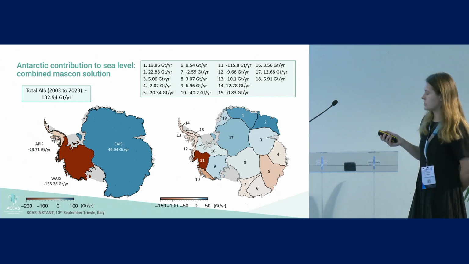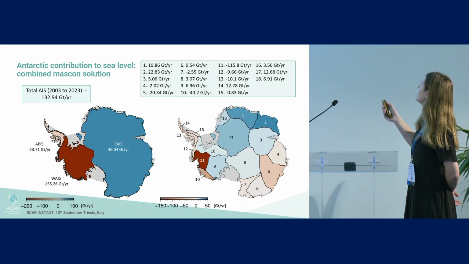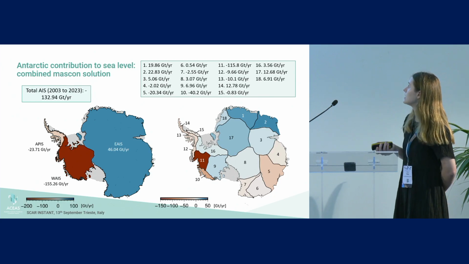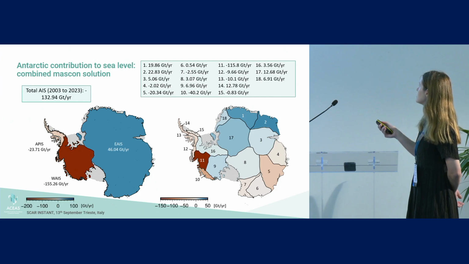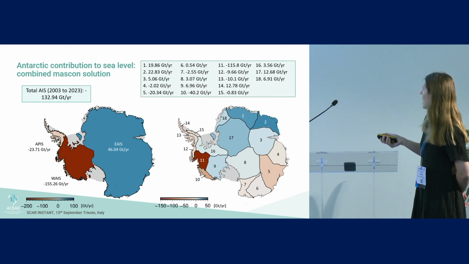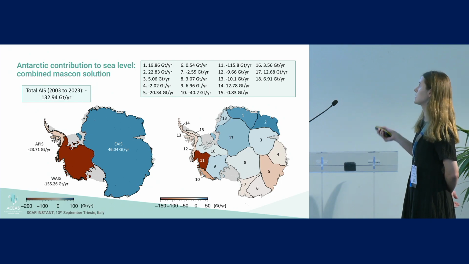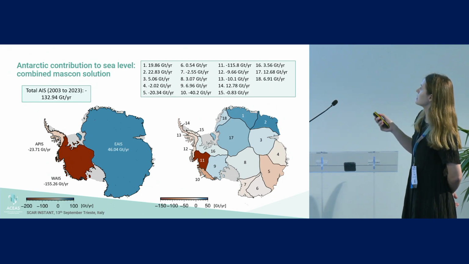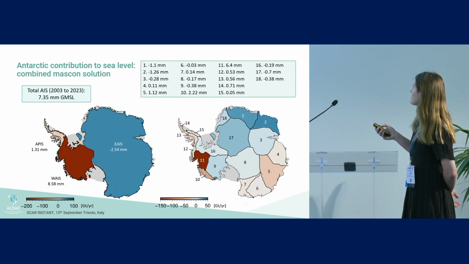So breaking that up into separate basins, you can see that the majority of the East Antarctic ice sheet is gaining mass, with the exception of some basins in Wilkes Land. And you'll also see that the majority of mass loss that's happening, not only in West Antarctica but for the whole ice sheet, is being contributed by Basin 11 there.